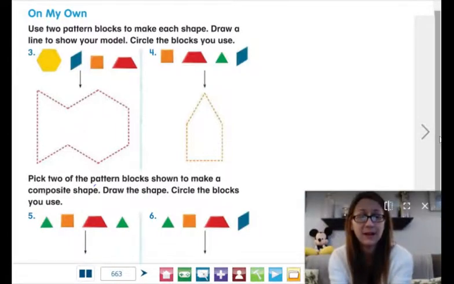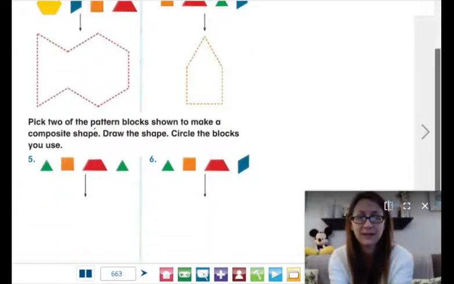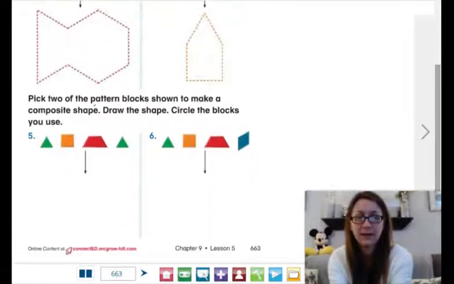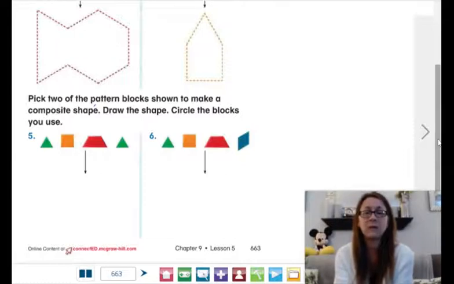So let's look at number 5 and 6. Now we're going to pick 2 of the pattern blocks shown to make a composite shape. This is the fun part. You get to make your own shape. You're going to draw the shape and then circle the blocks that you use. Remember, use straight lines as much as you can. It's not going to be perfect, and I don't expect it to be perfect.